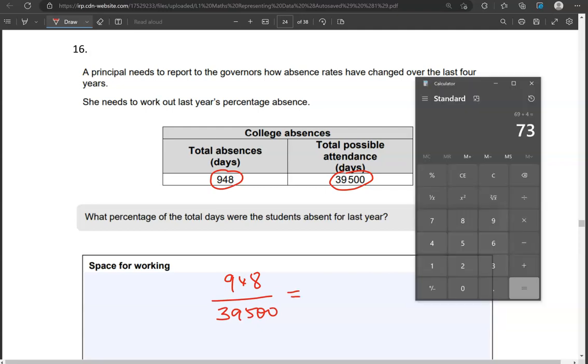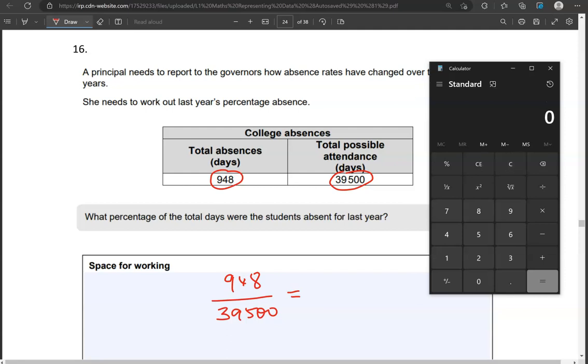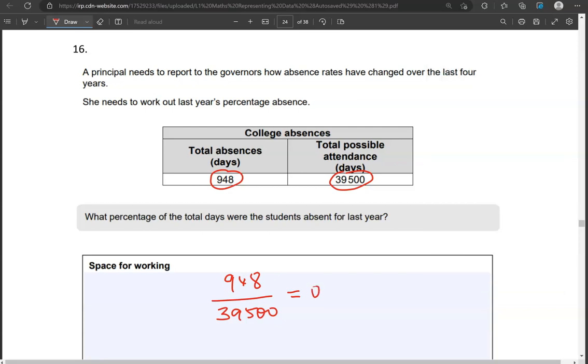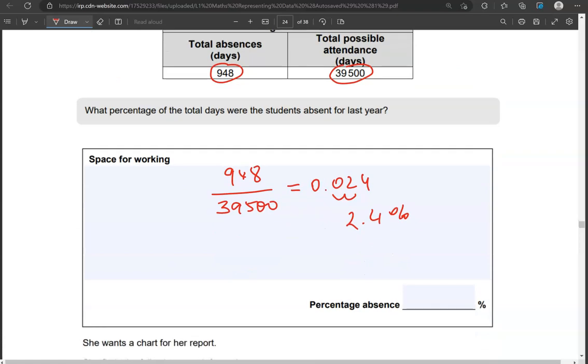So to work out the percentage, we'll do 948 divided by 39,500, which is 0.024. And as a percentage, that is 2.4%. It's like multiplying 0.024 by 100.